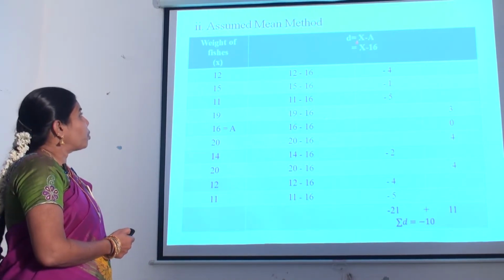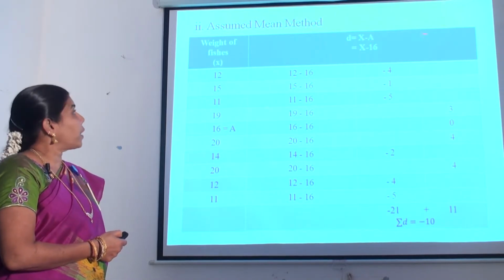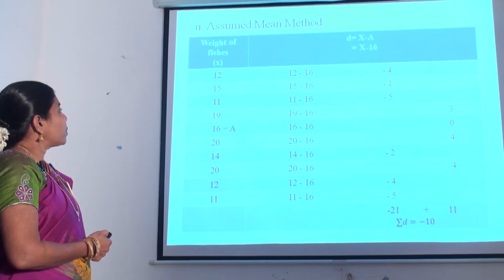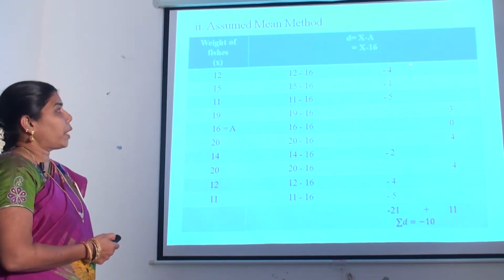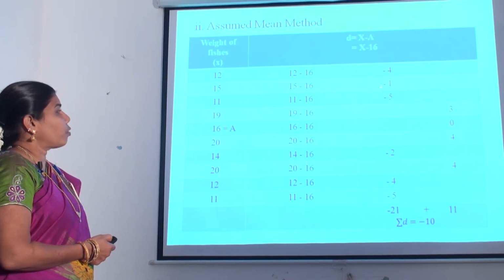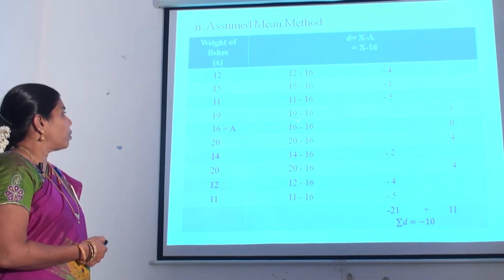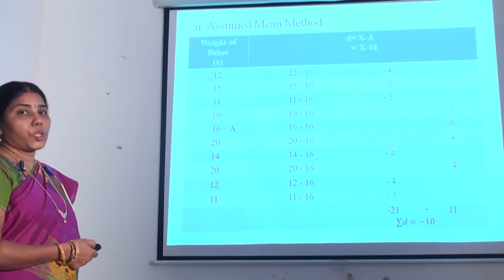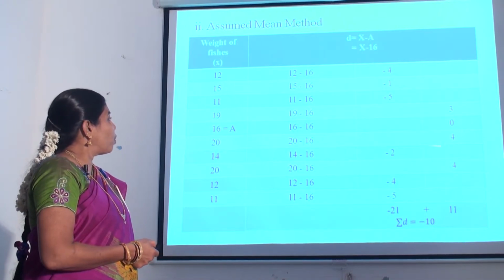So we have to substitute these values into the formula, that is d is equal to x minus a. Here 12 is x and 16 is a. So 12 minus 16 is equal to minus 4. Next, 15 minus 16 is equal to minus 1. 11 minus 16 is minus 5. 19 minus 16 is plus 3. 16 minus 16 is equal to 0. 20 minus 16 is 4.